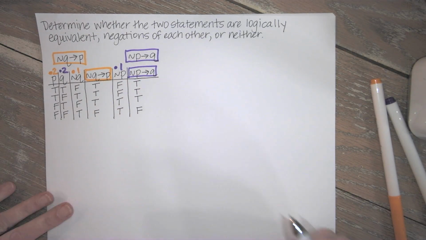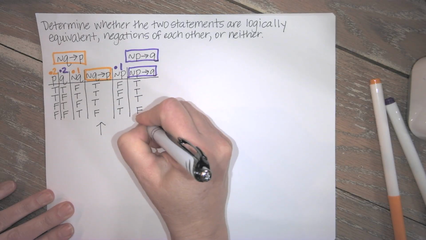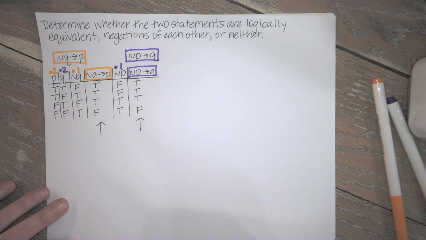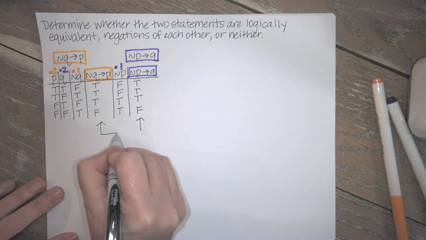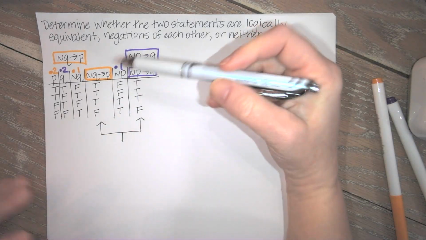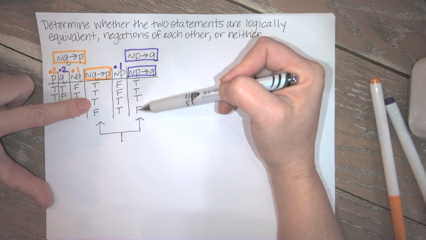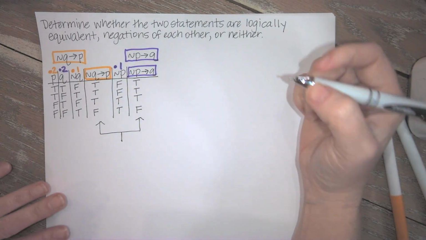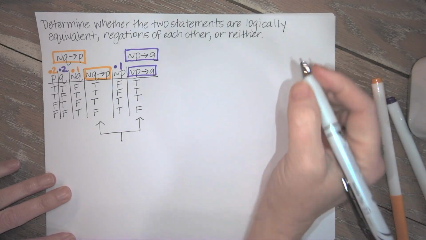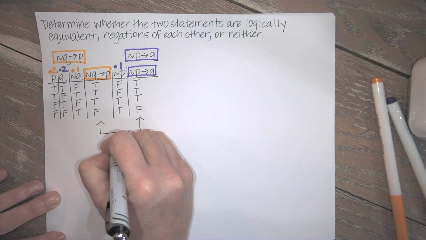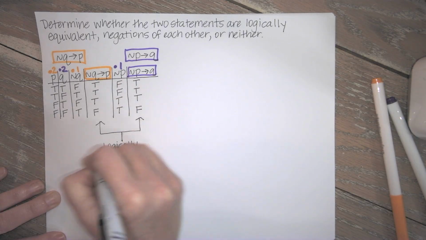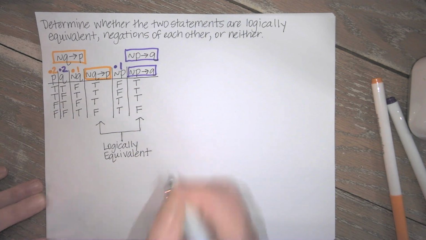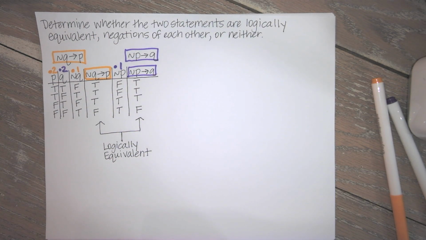All right, so we know that this column here and this column are the two statements we were looking for. So we're comparing those two columns. What do you see about those two columns? They both are true, true, true, false. So they have the exact same truth values in the same order. Since those are identical, the statements are logically equivalent. So if those columns are exactly the same, then the two statements are logically equivalent to each other.